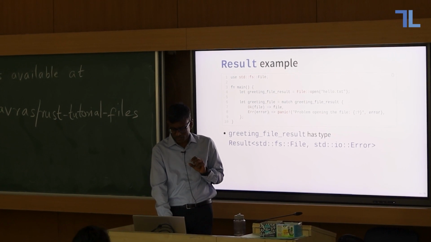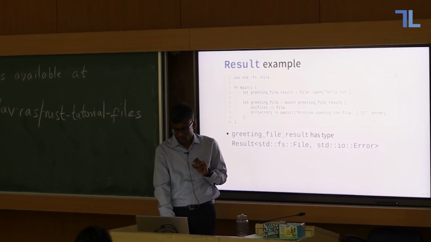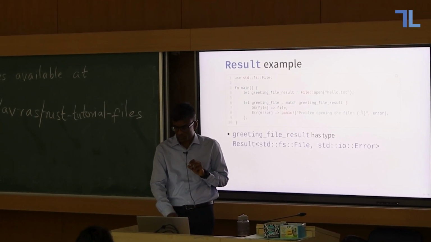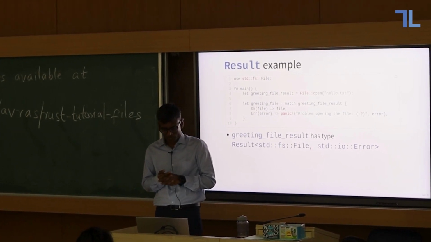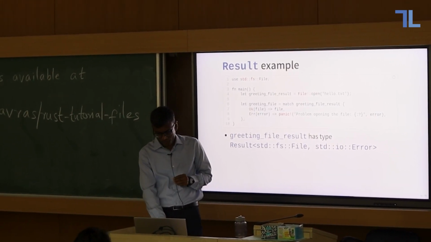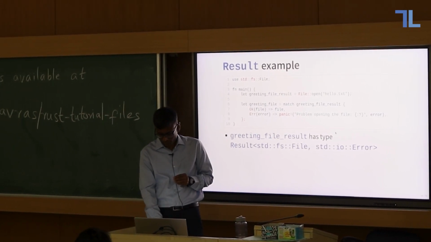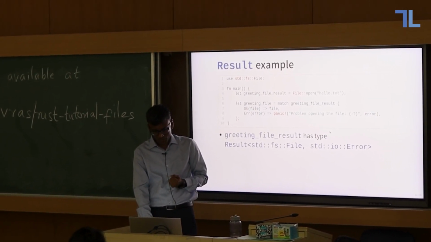Or if the file does not exist, then you will get back this error, and then you can print the value of this. What is the problem? Does the file not exist, or is the file too big? There can be many reasons why opening the file failed. So that is one useful case of Result.